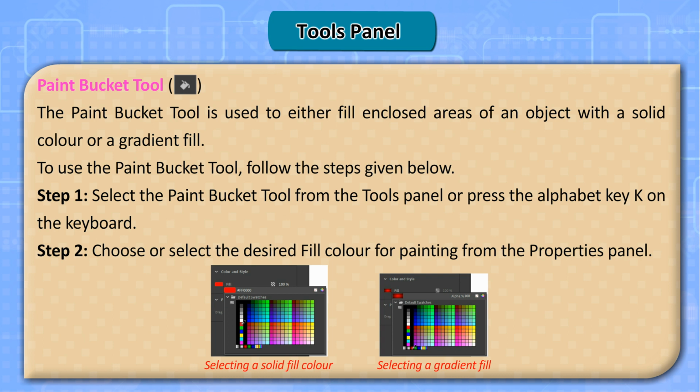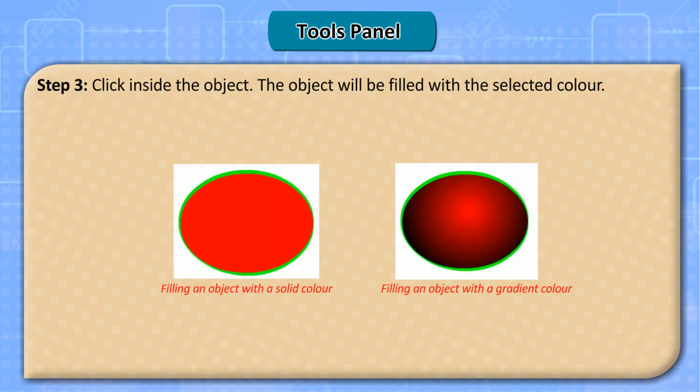To use the paint bucket tool, follow the steps given below. Step 1. Select the paint bucket tool from the Tools panel or press the alphabet key K on the keyboard. Step 2. Choose or select the desired fill color for painting from the Properties panel. Selecting a solid fill color. Selecting a gradient fill. Step 3. Click inside the object. The object will be filled with the selected color. Filling an object with a solid color. Filling an object with a gradient color.